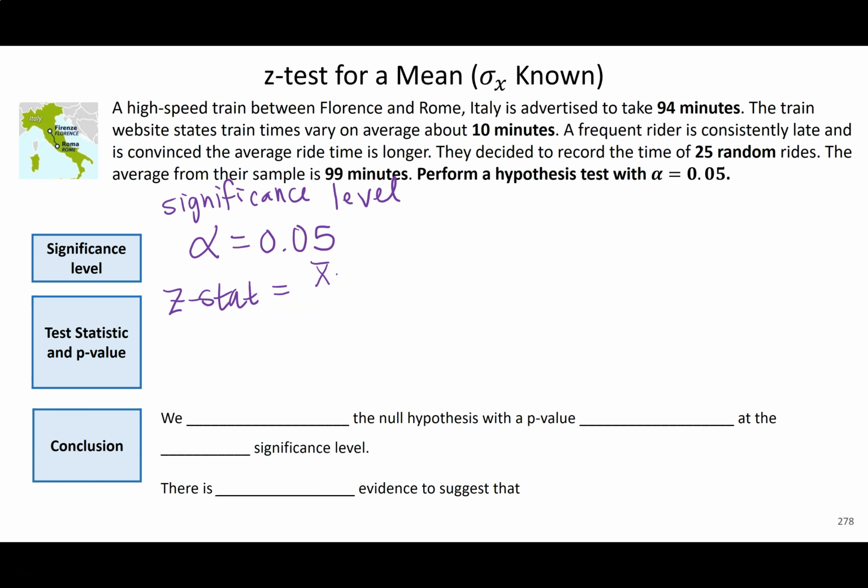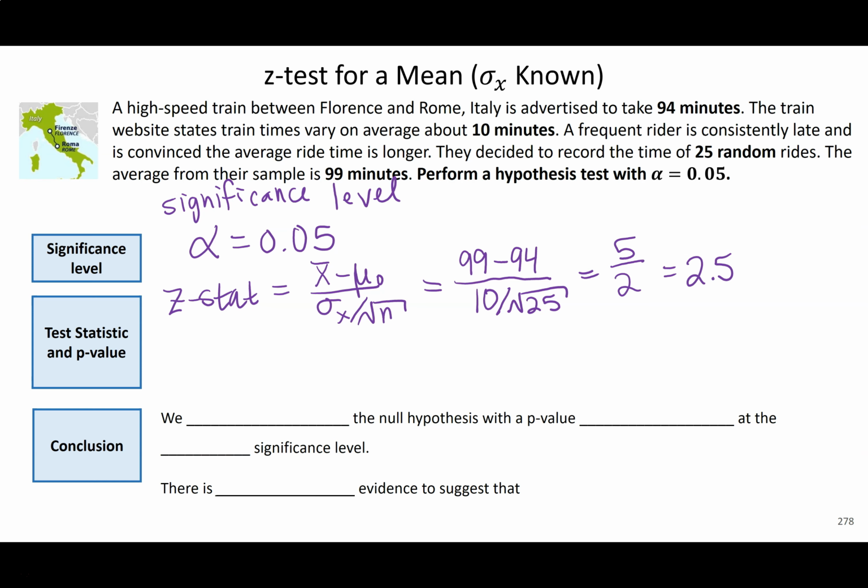So x bar minus what's claimed, over sigma over root n. And hey, we have 25 as our sample size. That's pretty sweet. So 99 is what's observed, minus 94 is what's claimed, over 10 divided by root 25. I like that a lot. I get 5 over 2, which is 2.5.